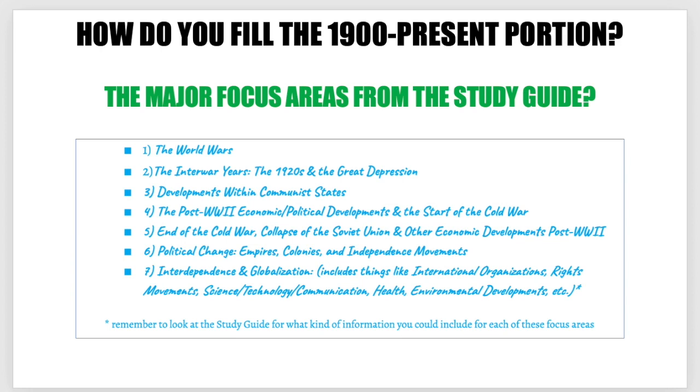Remember, by this point, you already have looked at the study guide, but it will remind you what kind of information you could include for each of these particular focus areas. For example, under developments within communist states, it gives you a reminder that you'll want to know things about Russia and China and Cambodia, for example.